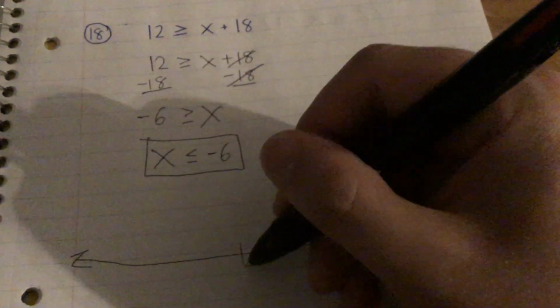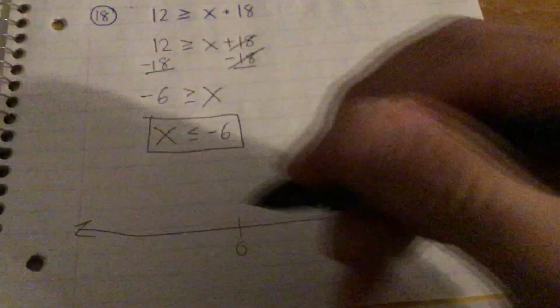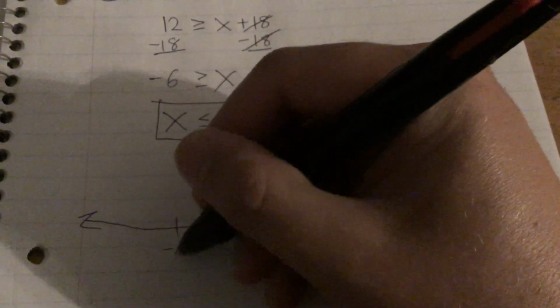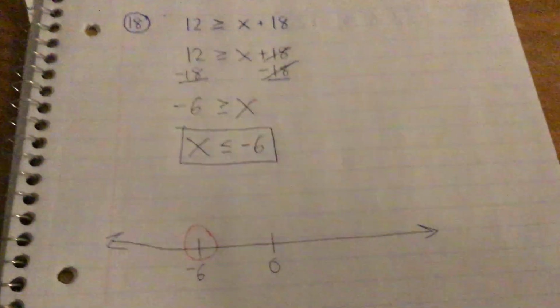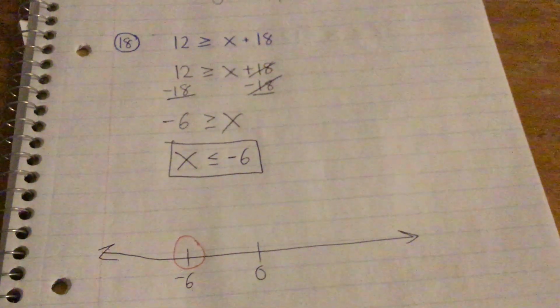And now I am going to draw a number line, 0 in the middle, negative 6 is on the left, circle the endpoint. All numbers less than negative 6 go to the left of the endpoint. And a big arrow to negative infinity and beyond.